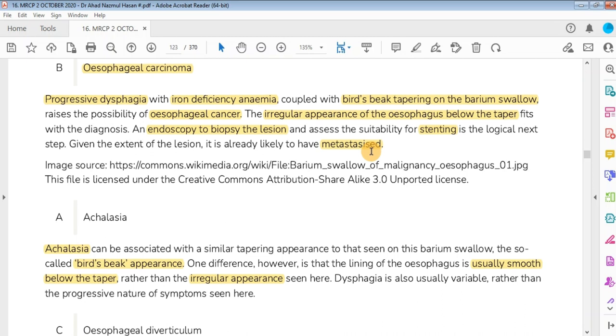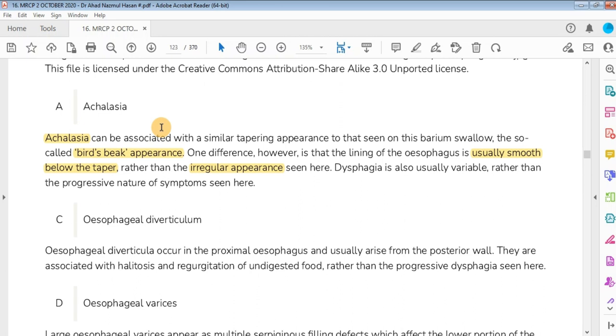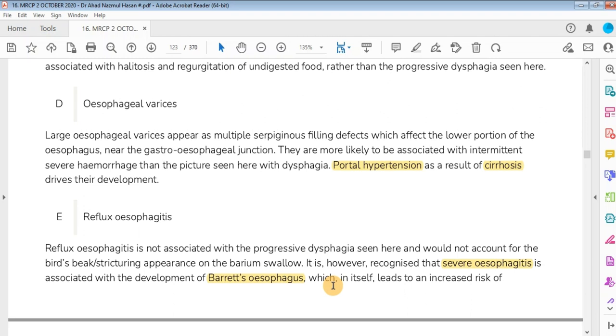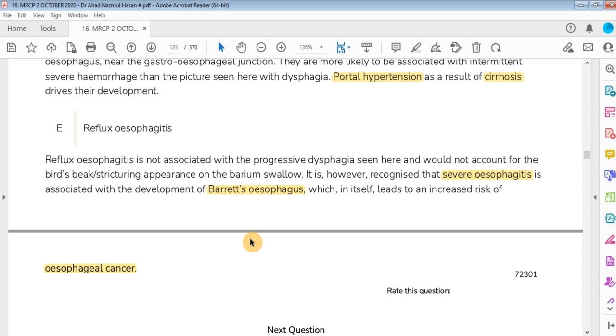So achalasia will have a progressive dysphagia to both solid and liquid food particles from the beginning. They will have the bird's beak appearance, but usually they will have the smooth outline below the taper, not the irregular filling defect. And esophageal varices will come with features of decompensated CLD or portal hypertension with upper GI bleeding. Reflux esophagitis will lead to GERD. GERD will lead to Barrett's esophagus, and Barrett's esophagus will lead to the esophageal adenocarcinoma.